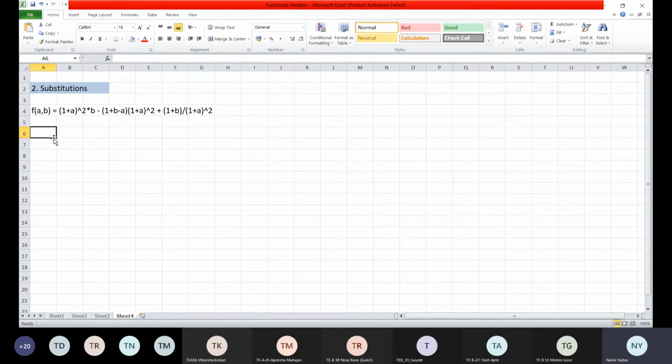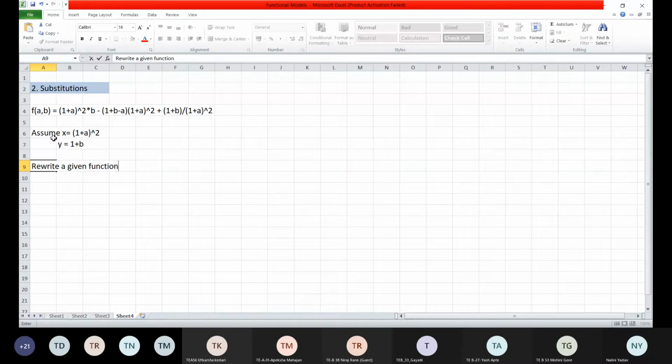So for a simple substitution, we can say that assume x is equal to 1 plus a the whole square. Correct? And similarly, I can say y is equal to 1 plus b. So like this, we can assume that x is equal to some value and y is equal to some value. And then how can I rewrite the given function as below?